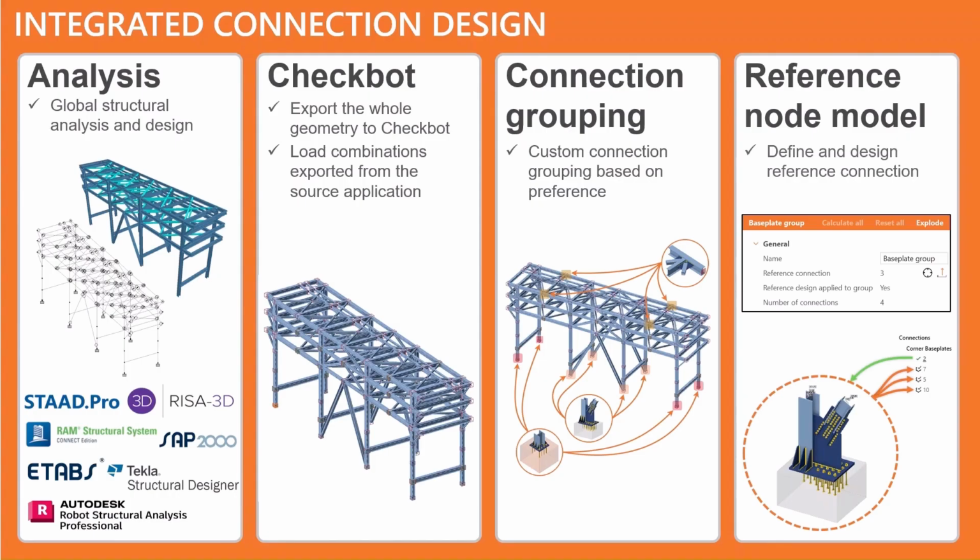Now, if we move on to our fourth tab, the neat thing here within grouping and within Checkbot is that you only have to model your reference connection once. What this means is whenever you create a group in Checkbot, one connection will be assigned as your reference connection. So this reference connection will be modeled. You will save that connection, and that modeled connection or that model will be applied to the rest of the connections.